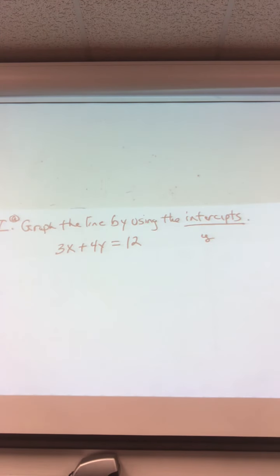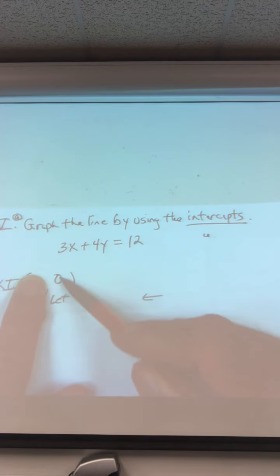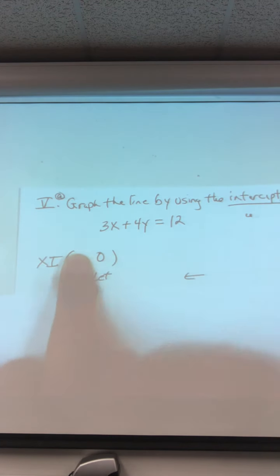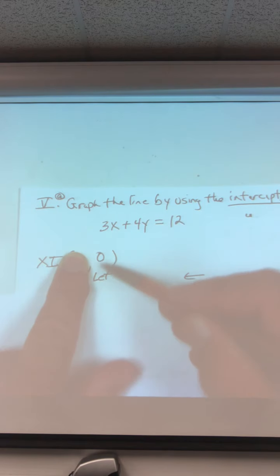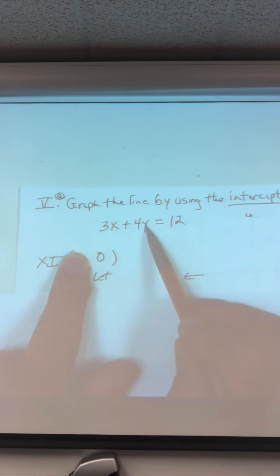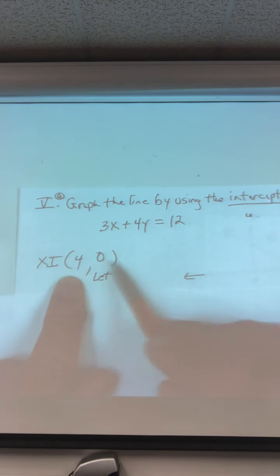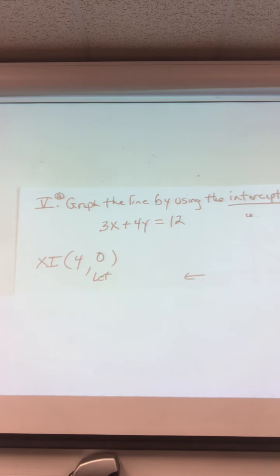Now, how do we find them? To find the x-intercept, you let y be 0. So let's do that. Take 0 and put it in the y spot right there. What's 4 times 0? It's 0. So all you're left with is 3x equals 12. Divide by 3 to get x equals 4. So 4 comma 0 is the x-intercept. You'll see in just a second why that's called the x-intercept.